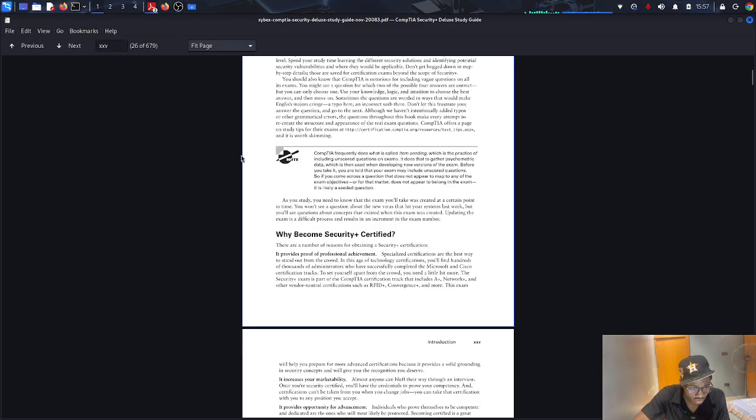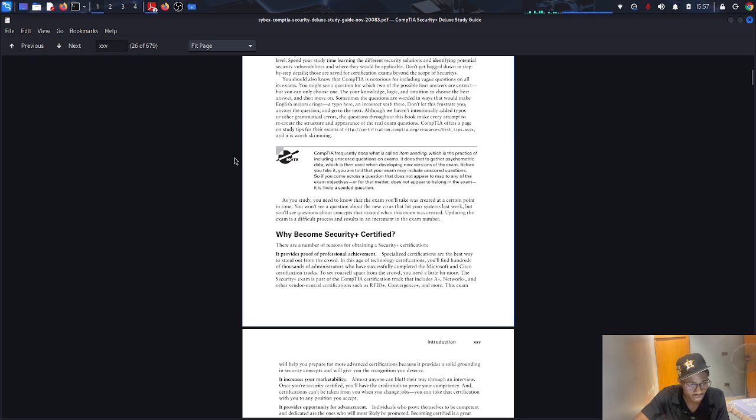Why become Security Plus certified? There are a number of reasons for obtaining a Security Plus certification. It provides proof of professional achievement. Specialized certifications are the best way to stand out from the crowd. In this age of technology, you find hundreds of thousands of administrators who have successfully completed the Microsoft and Cisco certification tracks. To set yourself apart from the crowd, you need a little bit more.